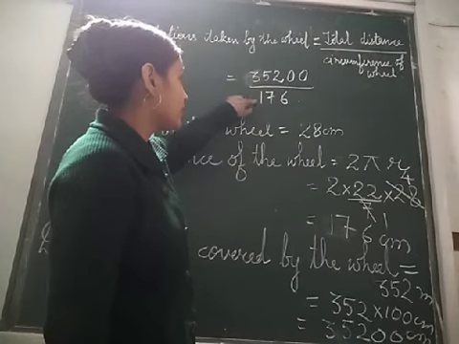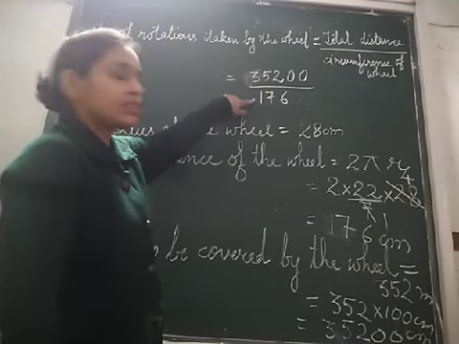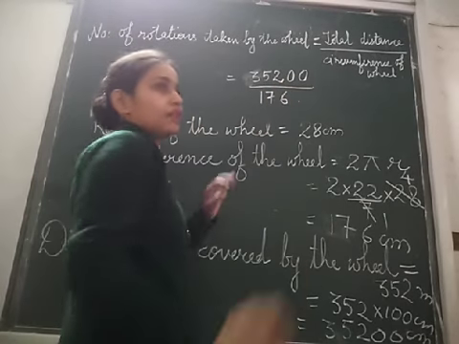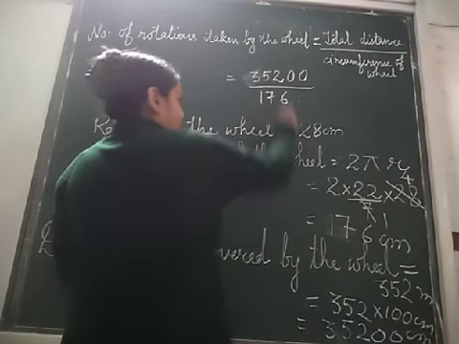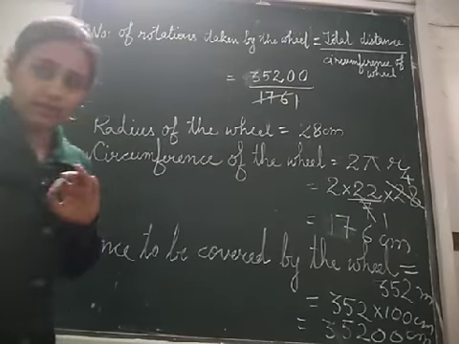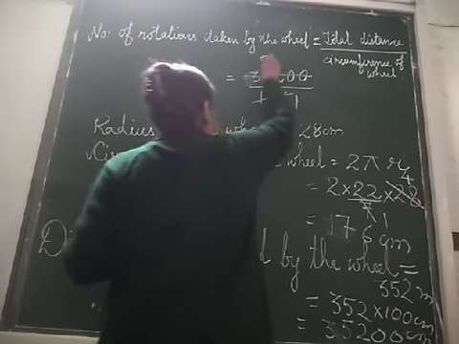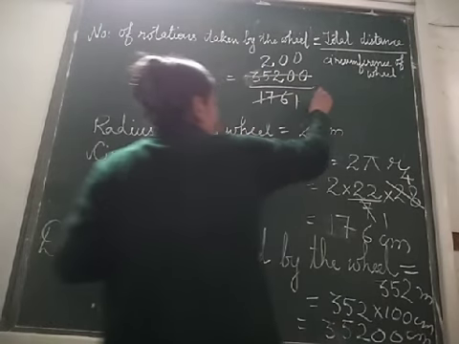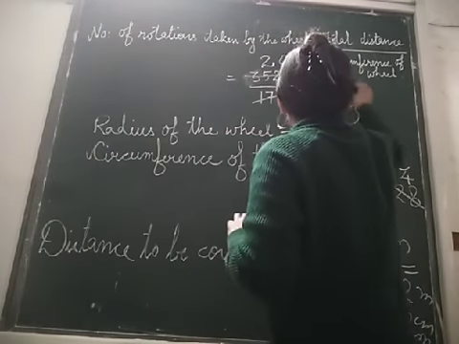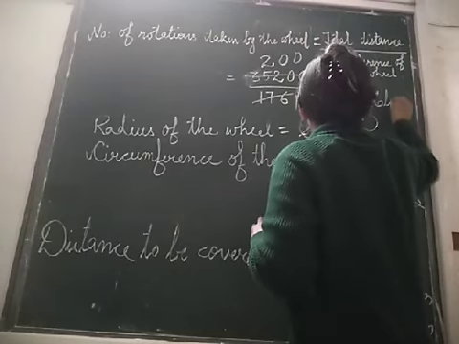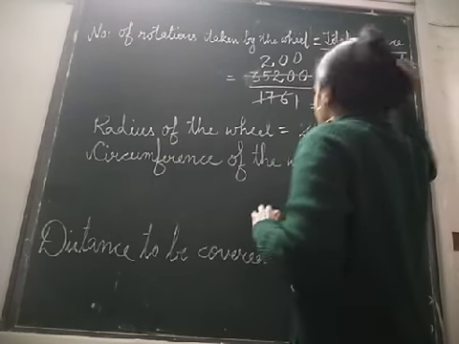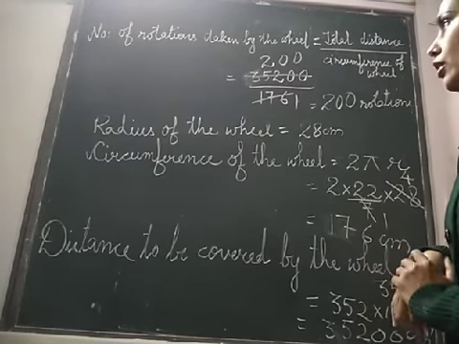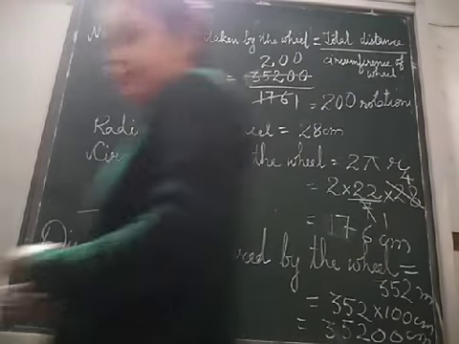Twice of 176 is 352. That is 176 multiplied by 2 is 352. So 176 1 is 176, 176 2 is 352. 176 is 0 and 176 is 0. So the answer is 200 rotations.